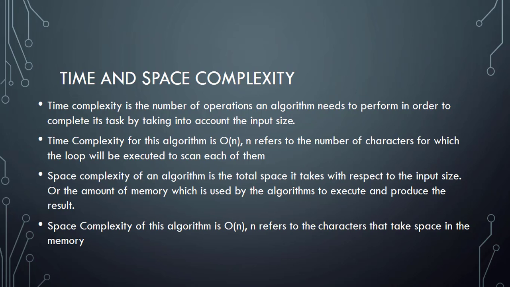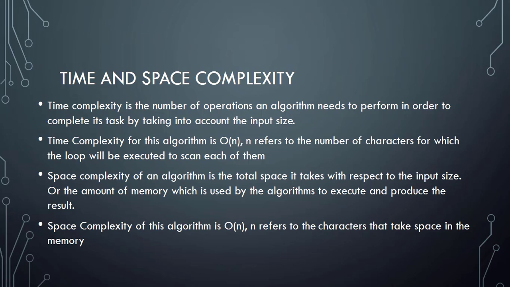So the time complexity is the number of operations an algorithm needs to perform in order to complete its task by taking into account the input size. Based on this definition, our algorithm will take n numbers of characters. It depends on the input which is inserted by the user. So basically the time complexity for this algorithm is going to be big O n, and n refers to the number of characters for which the loop will be executed to scan each of them. Remember, we have to go through each element and we have to check condition one by one for them.